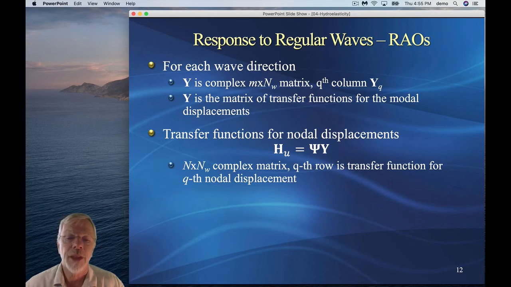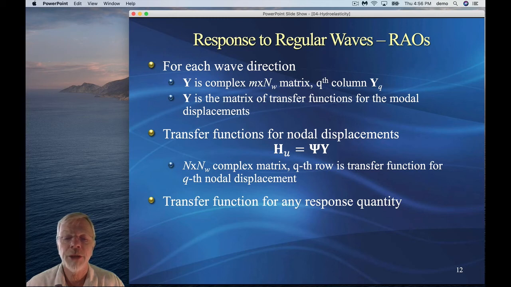So that is an n by nw complex matrix, and the qth row is the transfer function for the qth nodal displacement. Remember, psi is the matrix of mode shapes. Each column corresponds to a different mode. Column 1 corresponds to mode 1, column 2 corresponds to mode 2, column 3 corresponds to mode 3, and so forth.